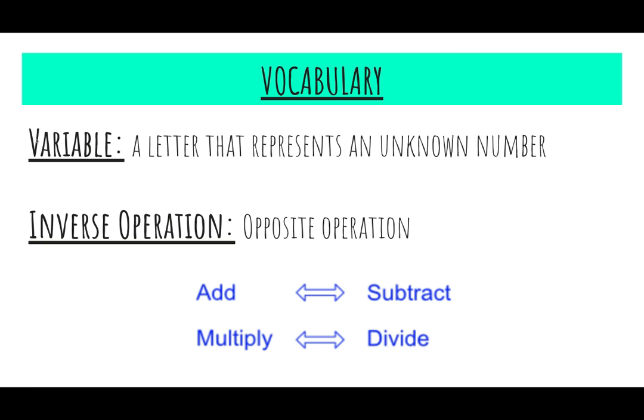So the first one is variable. A variable is a letter that represents an unknown number. The most common one that you'll see is x.